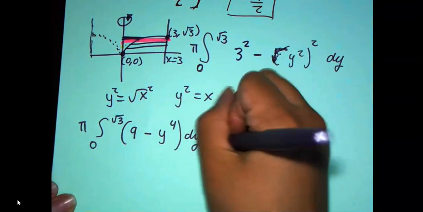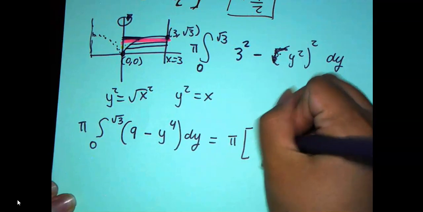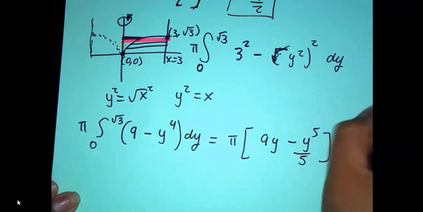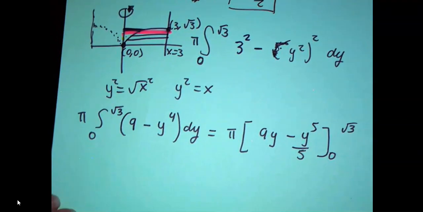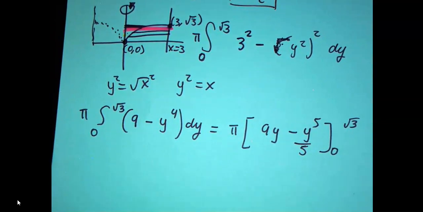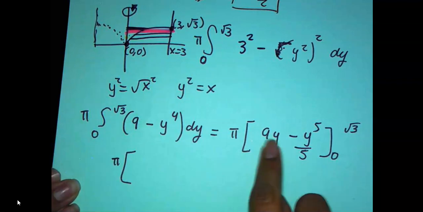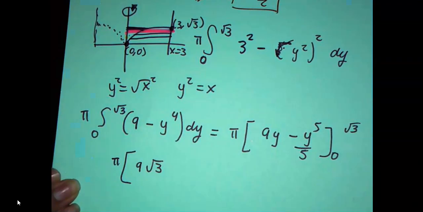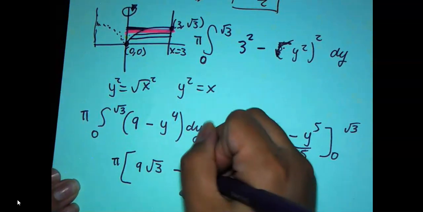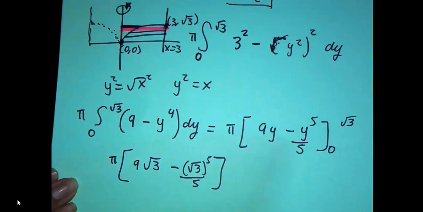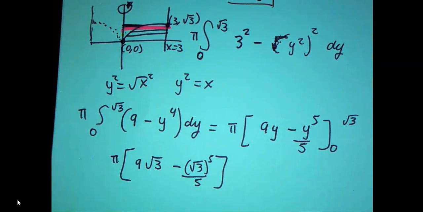Okay, so in this case, we have 9y minus y to the 5th over 5 from 0 to square root of 3. Okay, we're going to have a square root, but that's okay. You leave the square root. Do not try to simplify it. So we're going to have 9 square root of 3, minus square root of 3 to the 5th power over 5, minus 0. Remember, when I plug in 0, that's just going to go to 0. So I really don't need it, because it's going to go to 0.